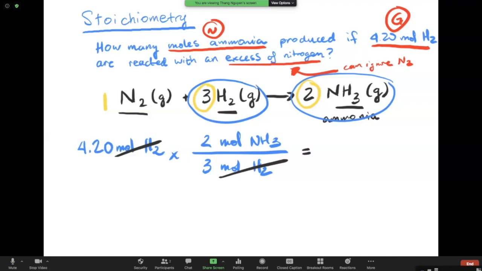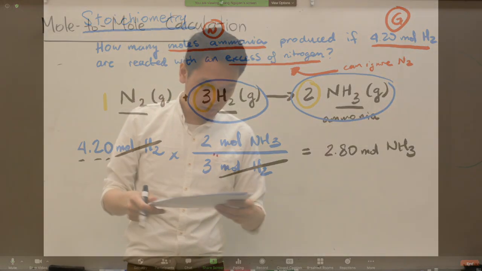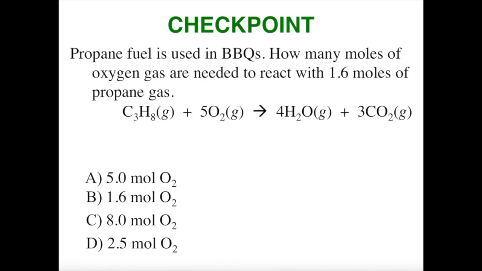Doing the math, we would get 2.80 moles of ammonia. Now notice that you need 3 significant figures because in your problem, it's given that you have 3 sig figs here. The numbers 2 and 3 are whole-number ratios, so they are not measured numbers, so no significant figures. So let's do a checkpoint question now.